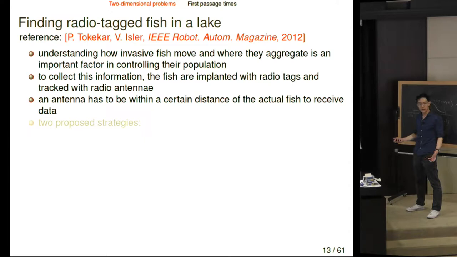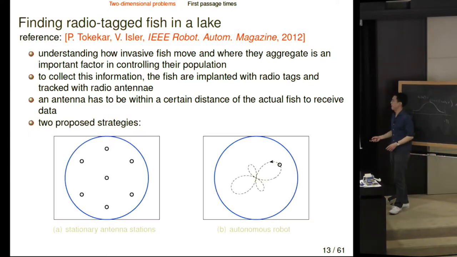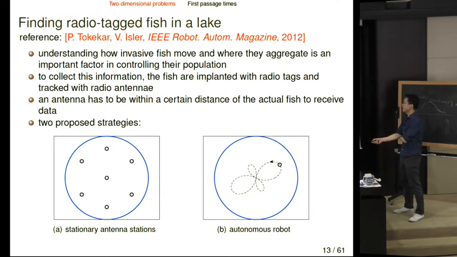And the antenna has to be within a certain distance of the fish in order to collect the data, right? And they propose two strategies. Here's the lake, and the fish are doing all this random motion, okay? The first strategy is that they put stationary antenna stations. This is the radius of detection, all over the lake. Whenever a fish swims by, it collects data from the fish.